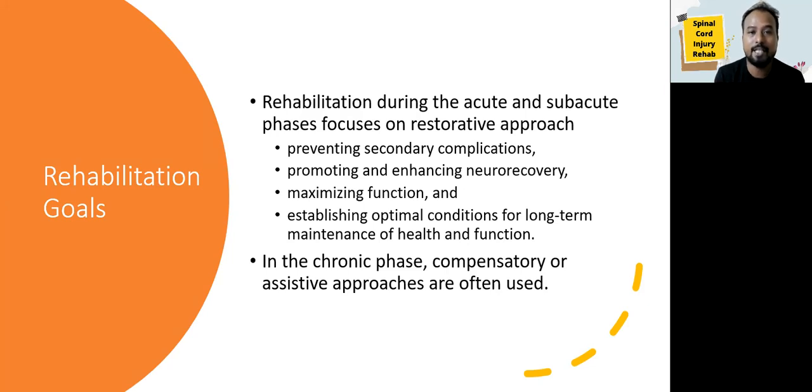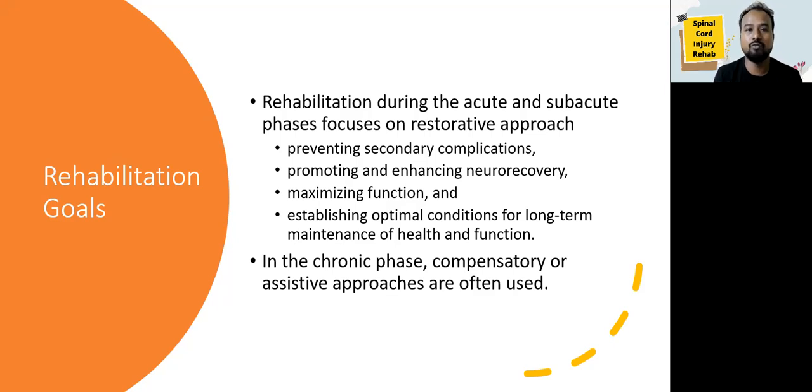First one, preventing secondary complications. Again, as we discussed before, secondary complications can be very serious and life-threatening too in patients with spinal cord injury. So we really have to develop management strategies that prevent anything from developing and also manage complications which have already developed. Next is promoting and enhancing neurological recovery, especially if you're in the acute stage.